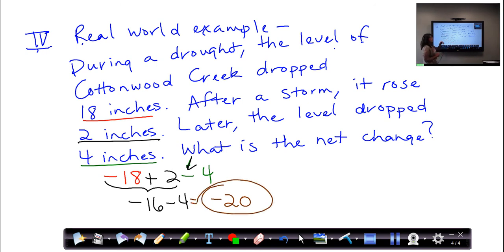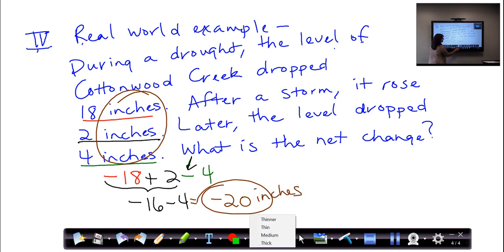Now, folks, this is a real-world situation. When you have a real-world situation or a word problem, you always need to include your units. That's negative 20 what? Is it negative raindrops? Is it negative 20 people? What is it? Negative 20 inches. So we need to be sure to include our units in there.